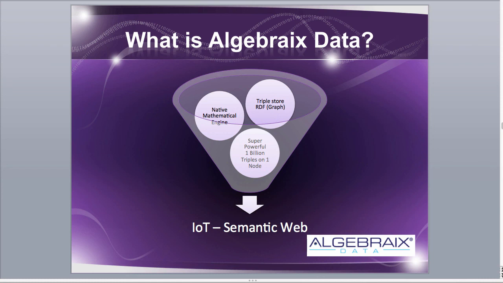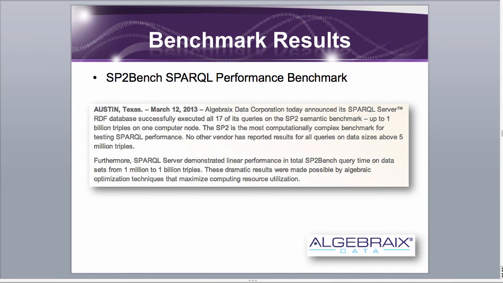AlgebraixData includes an engine that has been rewritten using pure mathematics to support querying the complex IoT semantic web. The current implementation supports triple stores or RDF data, graphs at scale, and has been benchmarked with 1 billion triples on one node. Now, there are several different types of benchmarks, and notice no other vendor has reported results for all queries on data sizes above 5 million triples. So it's substantially better performance.